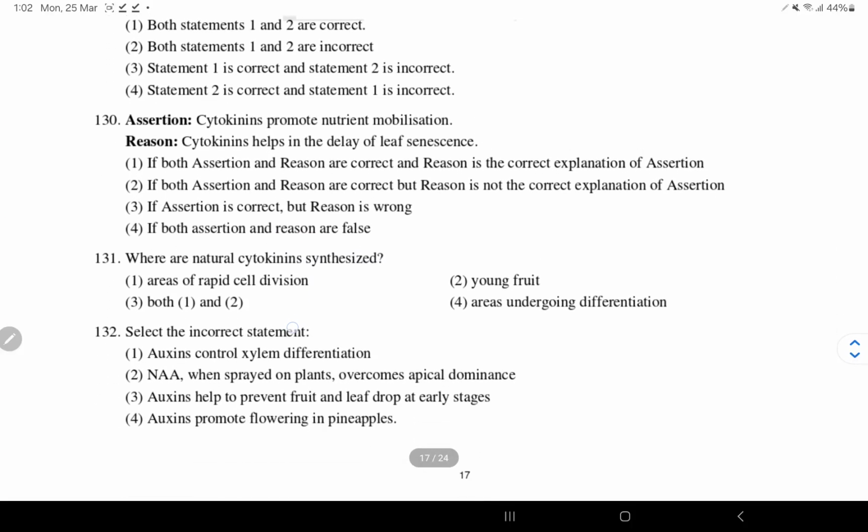Option 1. Cytokinin promotes nutrient mobilization. Cytokinin helps in delay in leaf senescence. Both are right, but they are not related. So the reason has to be there in the assertion and the assertion has to be there in the reason. If you kindly check, cytokinin helps in delay in leaf senescence. How? What is the reason? Because it promotes nutrient mobilization. So it is the opposite. That's why.